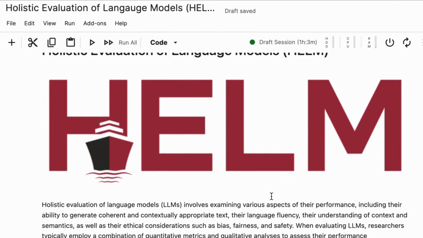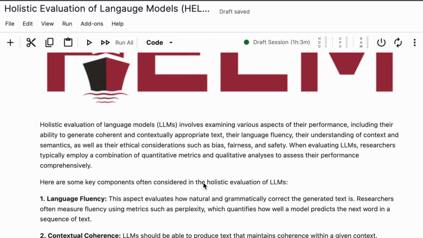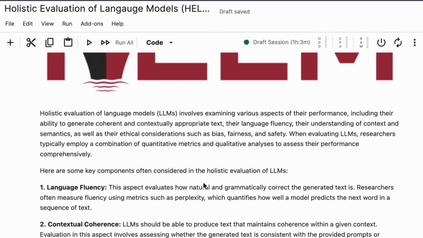So basically, this complete architecture involves examining the model's performance, including its ability to generate coherent and contextually appropriate text that has language fluency, is completely grammatical, doesn't have any kind of bias, and shows an understanding of language semantics as well. I use these components in this holistic evaluation framework. These components will help you evaluate your large language model on various aspects.